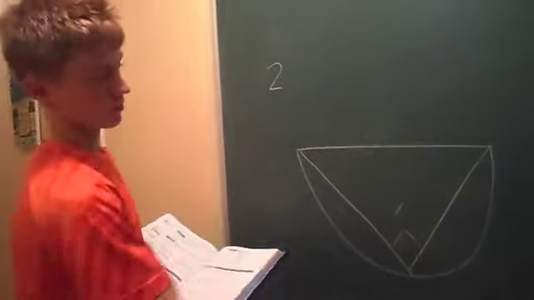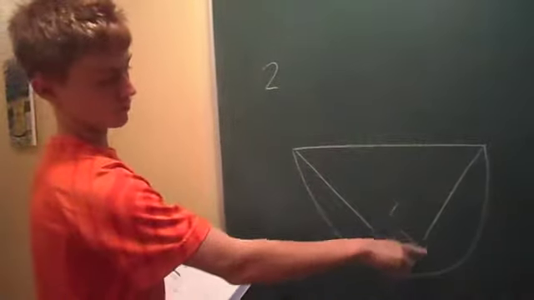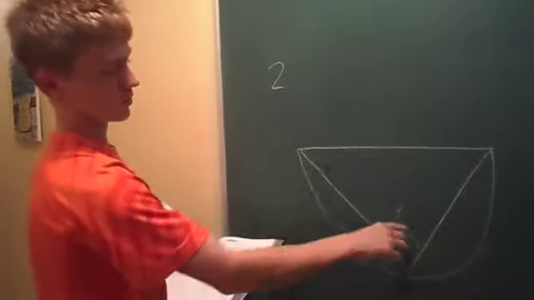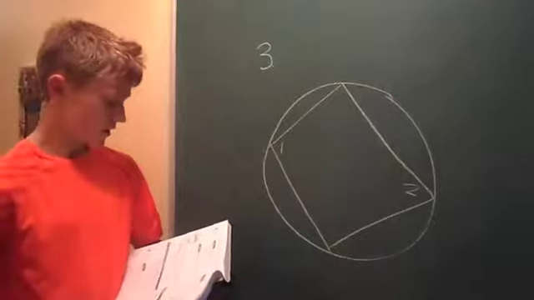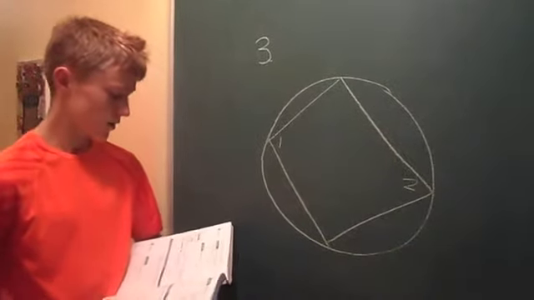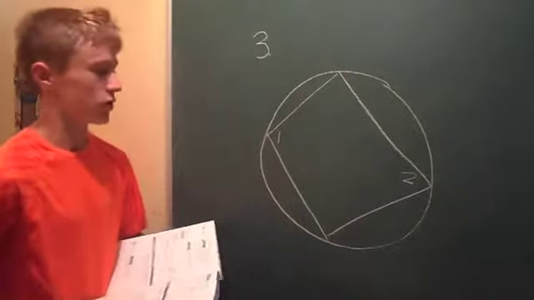It's kind of self-explanatory. Semicircle, and since it's inscribed in it, angle 1 is going to be a right angle. Corollary 3 states that the opposite angles of a quadrilateral inscribed in a circle are supplementary.